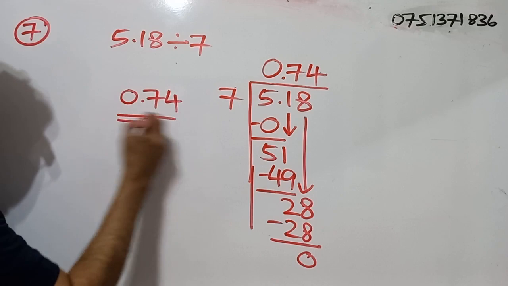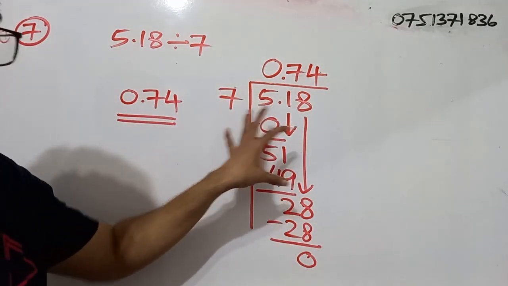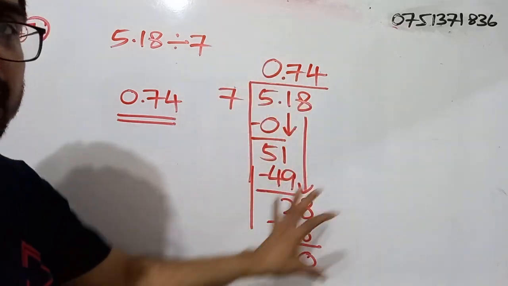0.74. So for this question, your working should be visible. Oya මේක සුළු කරපු විදිය පේන්න තියෙන්න ඕන.